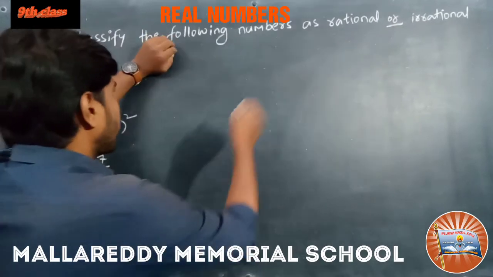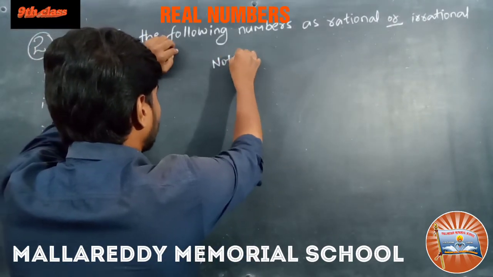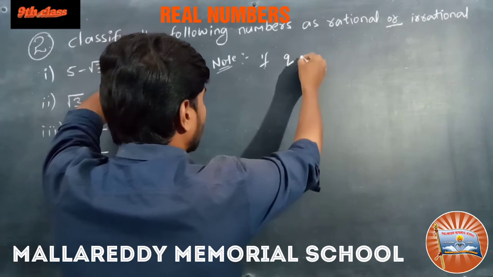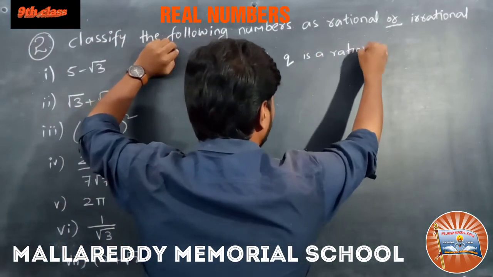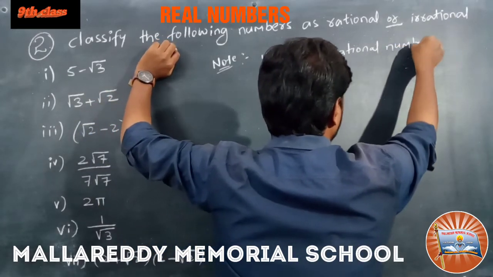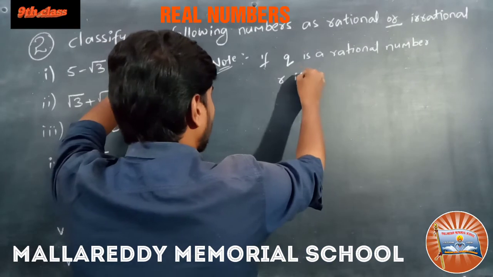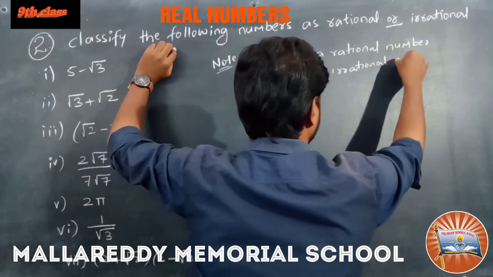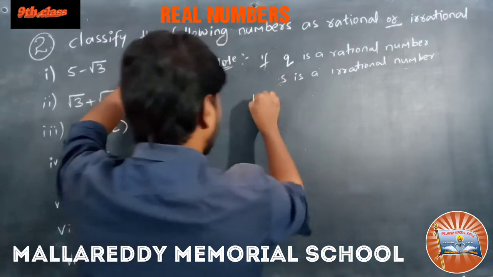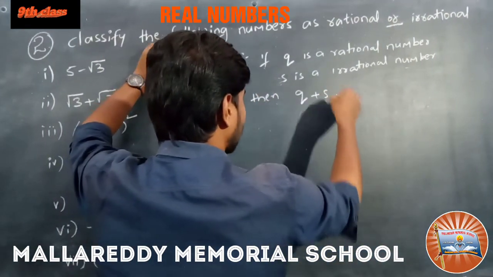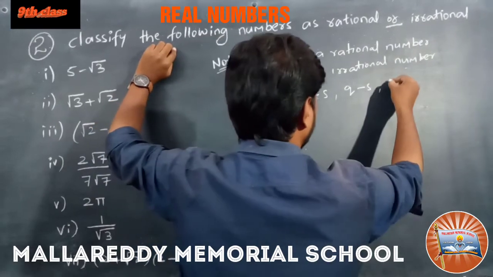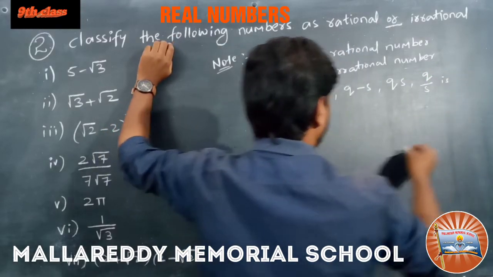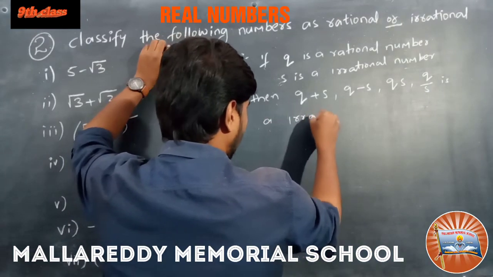So we have one property. What is that? We have one note from the previous class: if q is a rational number and s is an irrational number, then q plus s, q minus s, qs, q by s is an irrational number.